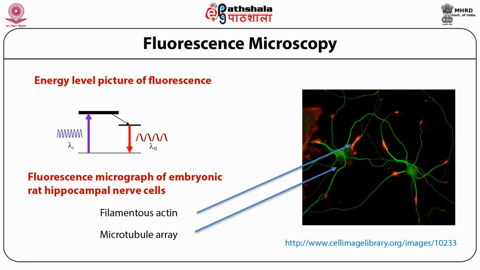So here clearly the filamentous actin regions and the microtubule arrays one can distinguish, because the fluorescence properties of these two regions are different. So we are able to distinguish between the two in fluorescence microscopy.